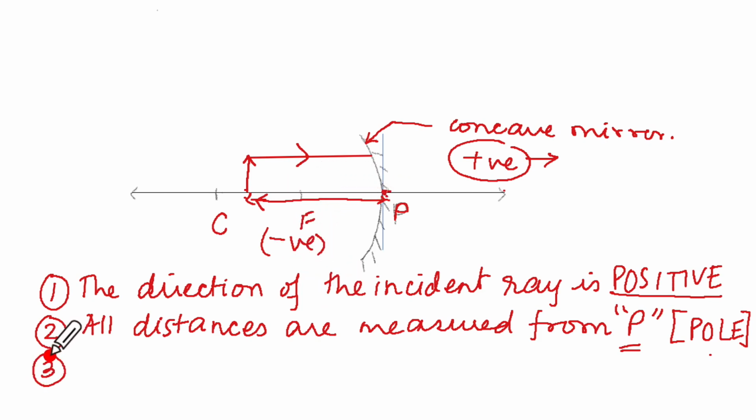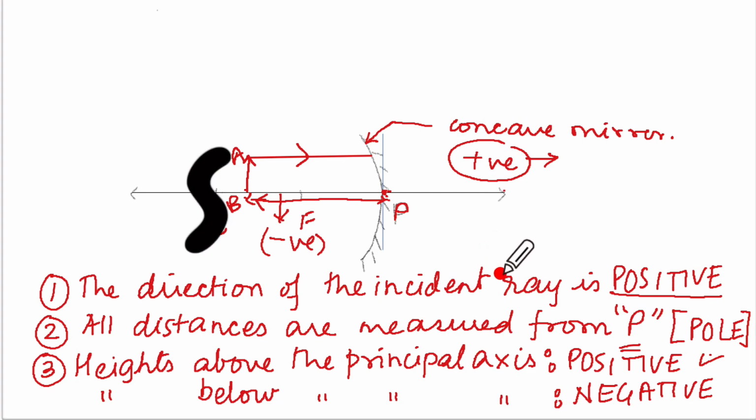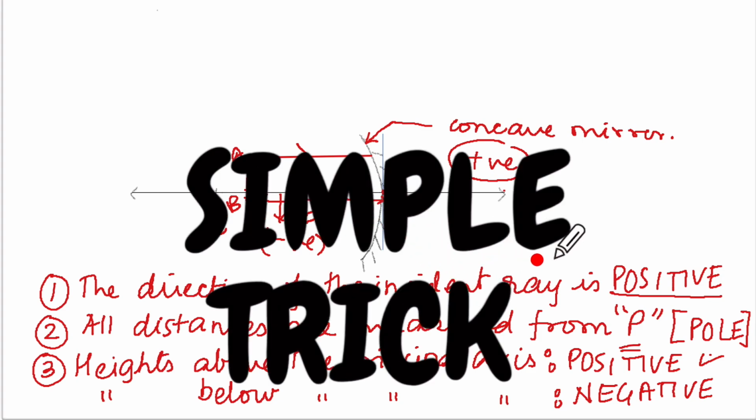Also, rule number 3, heights above the principal axis this way, like we have the object here, are going to be positive. But if the height is below the principal axis this way, then that is going to be considered as negative. Okay, now let us see a simple short trick to remember this.